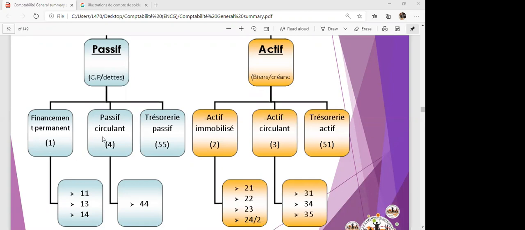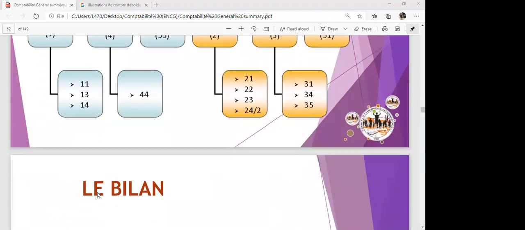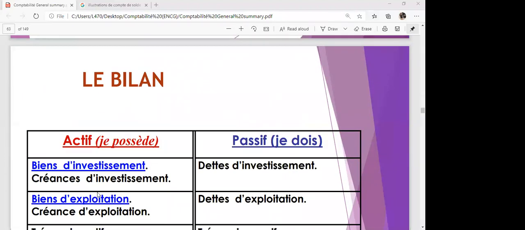Then the passif circulant are loans as well, but to be repaid within a period of strictly less than 1 year. 1 year and above is financement permanent. So we move on to, oh yeah, Taliso, here's your point actually.